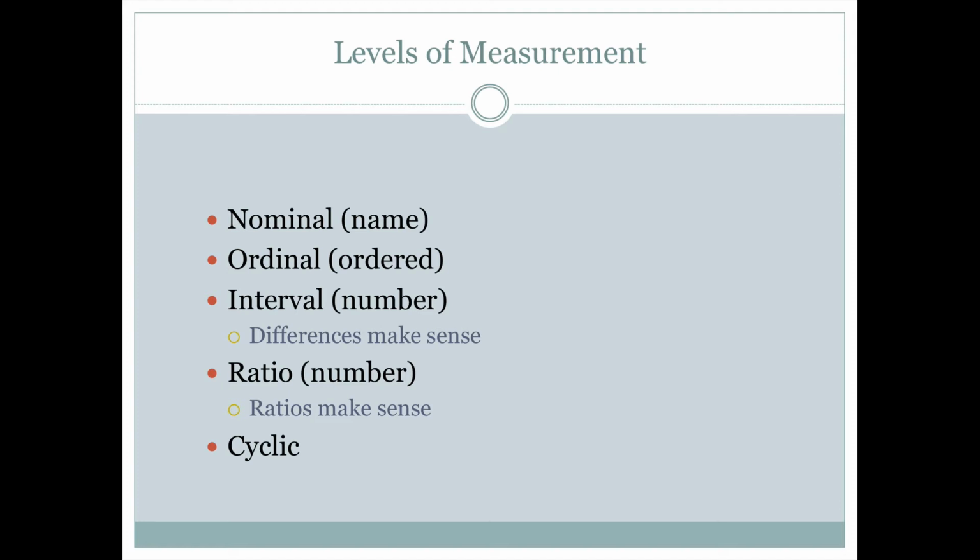The other type of level of measurement is cyclic. This can be associated with anything that has a cycle, like time, or most especially on maps. A lot of the cyclic levels of measurements have to do with compass direction.